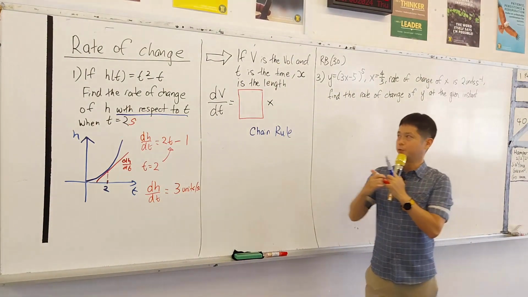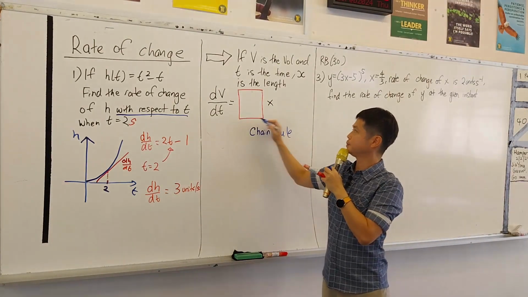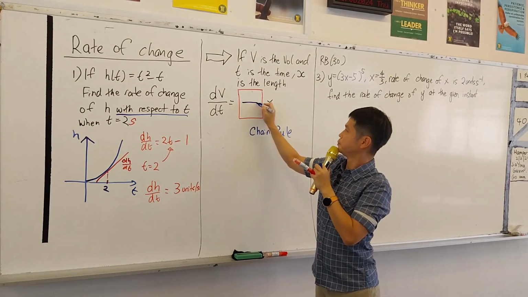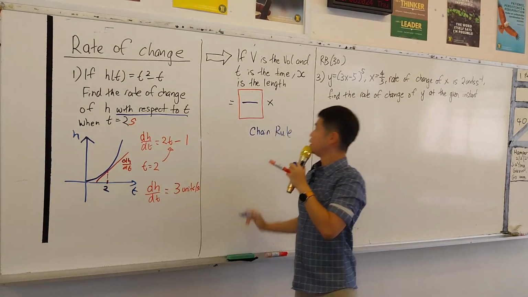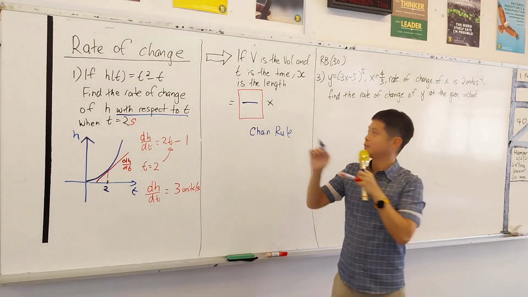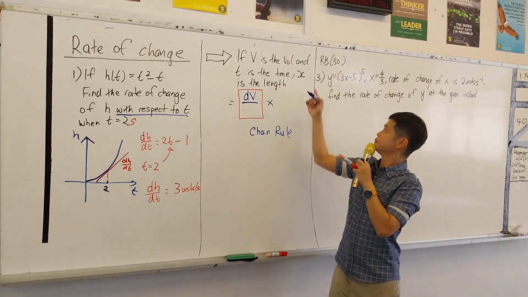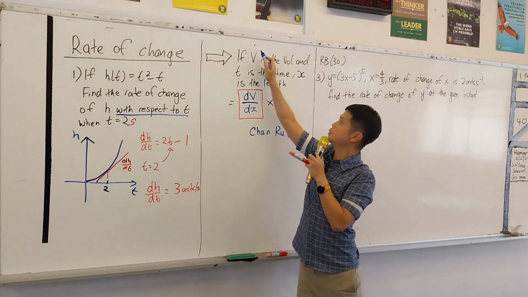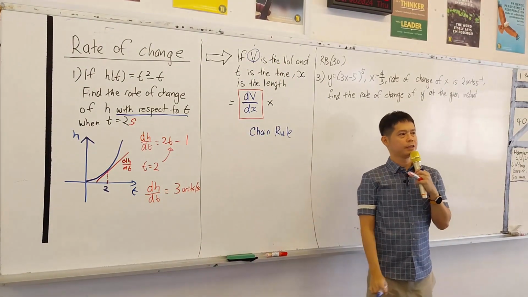Why do I box this in red? The most important is this part here. I will always start with this part. Let's say I don't know what I'm finding, but I know there's a V and there's an X. You always start with this: differentiate V with respect to X. Always start with this, because this will be an equation later, as you'll see in the examples. You always differentiate this first.